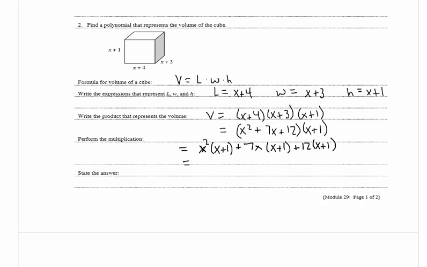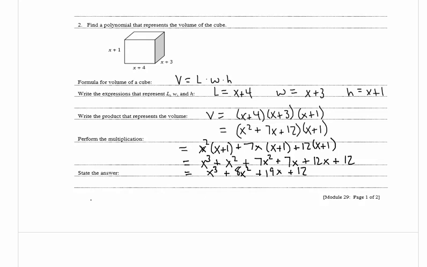And this is equal to x squared times x is x cubed plus x squared times 1 is x squared plus 7x times x is 7x squared plus 7x times 1 is 7x plus 12 times x plus 1 is 12x plus 12. And now we're going to combine our like terms. So we have x cubed, and we have an x squared plus 7x squared is 8x squared. And 7x plus 12x is equal to 19x plus 12.